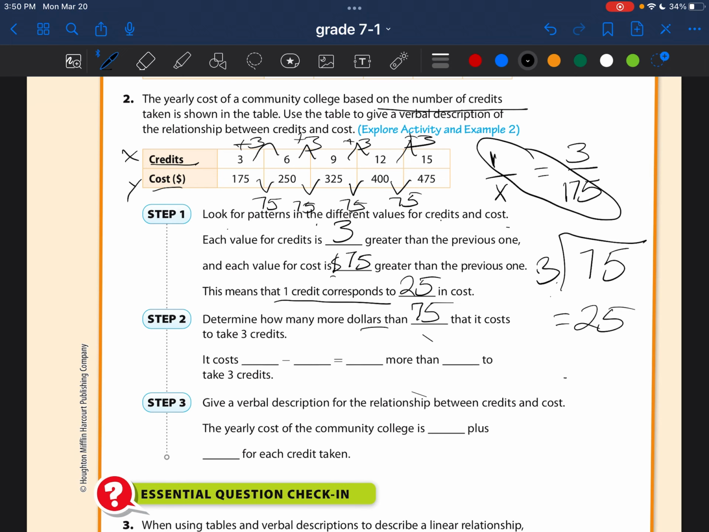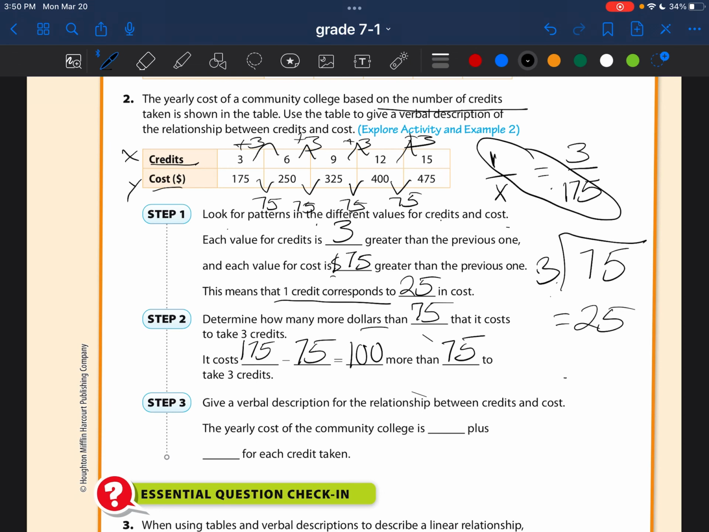So that means, determine how many more dollars than 75 it costs to take 3 credits. Okay, so you would do your 175 minus your 75 equals 100. And then we have our 75 credits. I think it threw me off because, oh, that's where I got it. Don't worry about it. We're good.